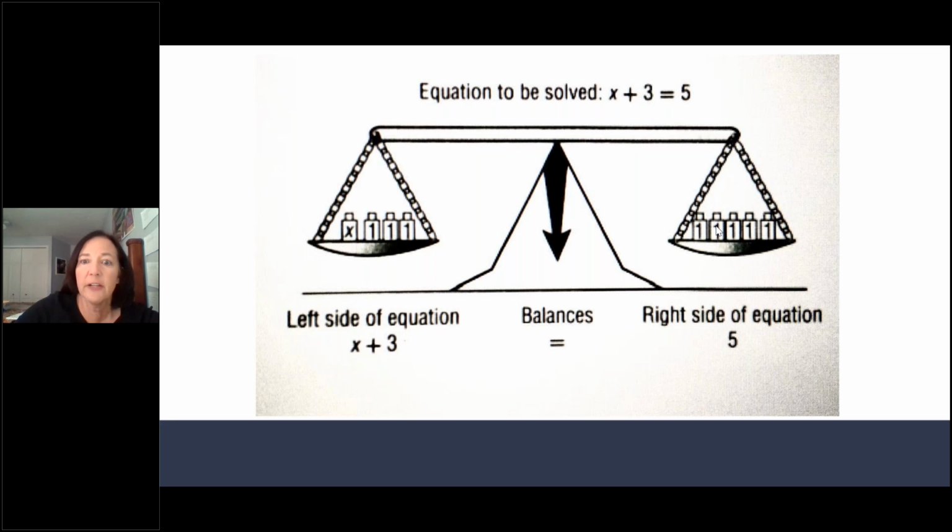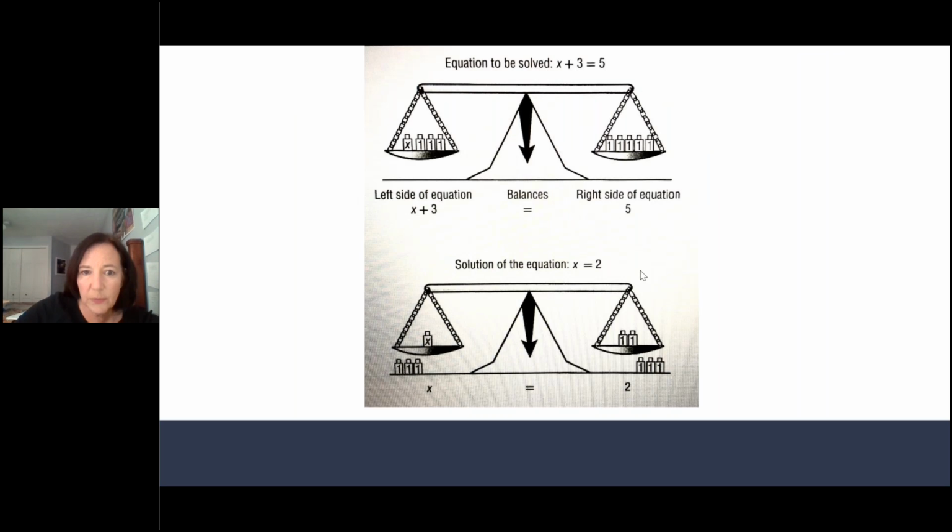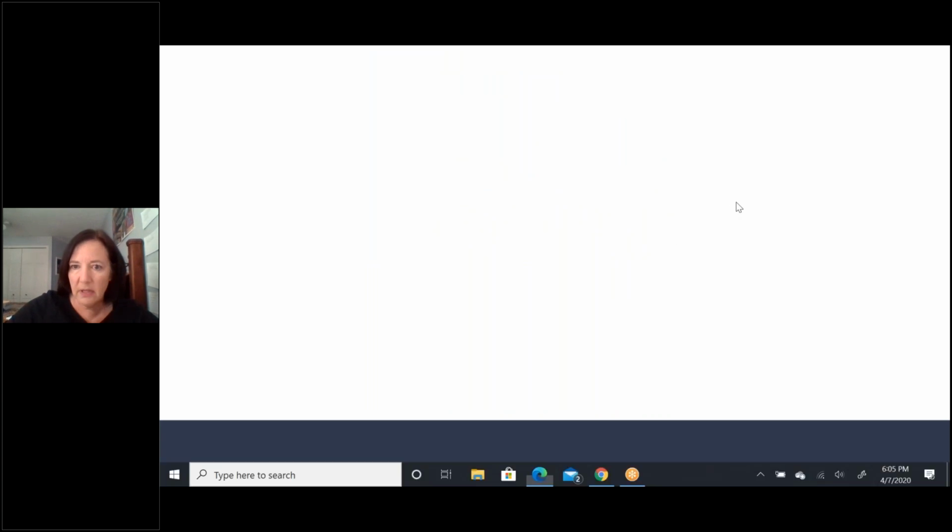In order to simplify or solve, we're going to remove as much as we can from both sides, but we have to remove the same amount from both sides. So I can take 3 away from the left and also 3 away from the right. Leaves me with this picture down here. So I removed the exact same amount from both sides. Because I did that, my balance beam is still level and the two sides are still equal, leaving me with x equals 2. Okay, so now we're going to solve some problems on my whiteboard.